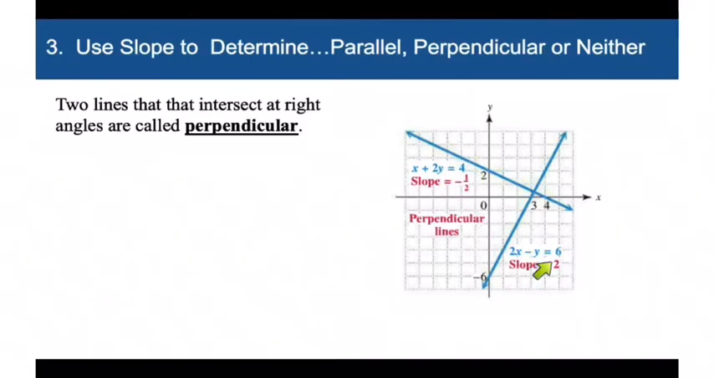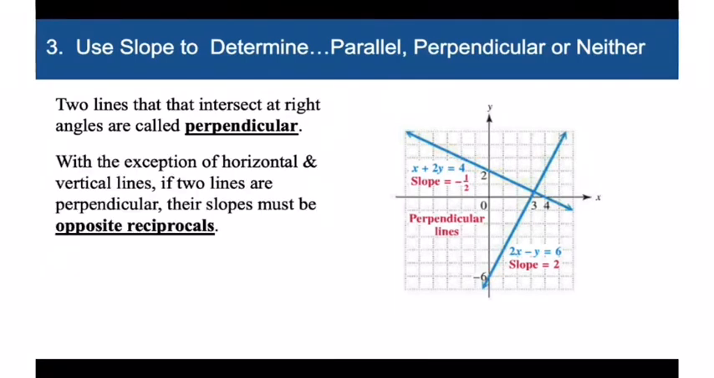Notice the relationship between these two slopes. One's positive and one's negative, so they are opposite signs. And also, one is 2 over 1 and the other one is 1 over 2. So not only are they opposite signs, but they are also reciprocals. And so with the exception of horizontal and vertical lines, we can say that if two lines are perpendicular, then their slopes must be opposite reciprocals. If two lines are perpendicular, their slopes must be opposite reciprocals.